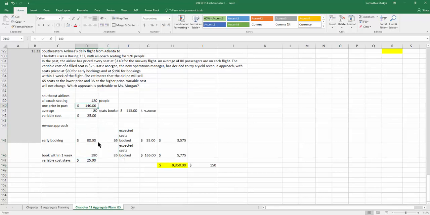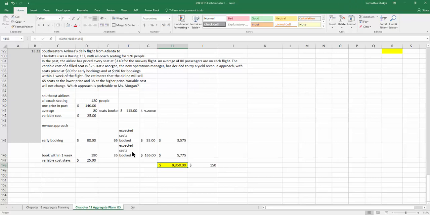Now, this is just an example. The reality could be a lot different. For example, for the early booking at $80, instead of booking 65, they could be booking a lot more seats, let's say 90 or 100, such that the total capacity of the plane is not exceeded, obviously. But these numbers are just to show you the example that by charging different prices for different seats, you can increase your revenue for relatively the same number of booked seats.